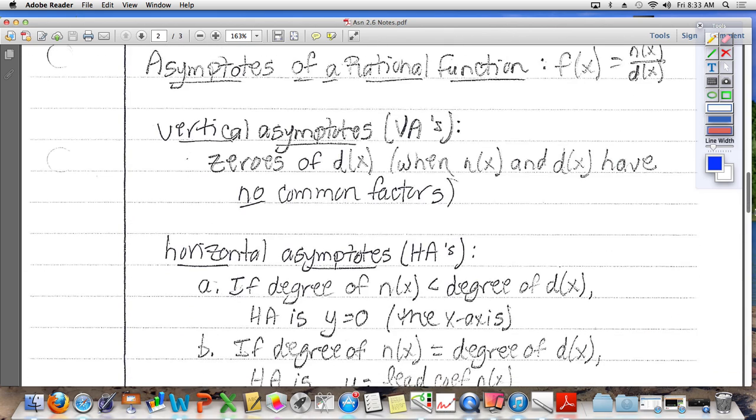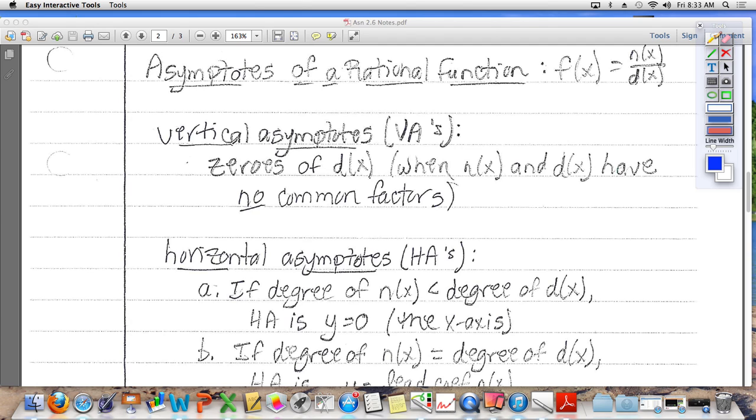Alright, asymptotes of rational functions. Here's some important information, especially when we get down into the horizontal asymptotes. Vertical asymptotes: the vertical asymptotes are always the zeros of, what does d of x mean again? Denominator. The zeros of the denominator are called asymptotes only when the numerator and the denominator have no common factors. And I'll explain what that means in just a minute.